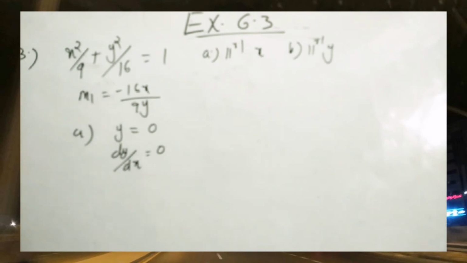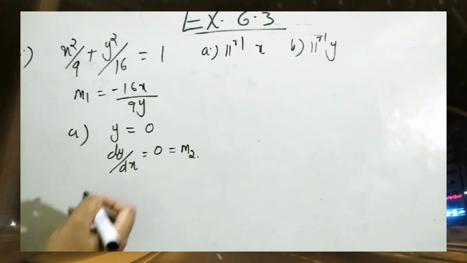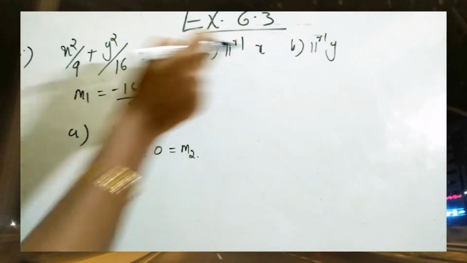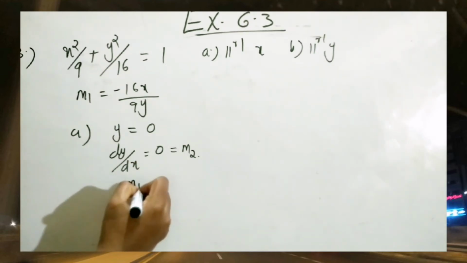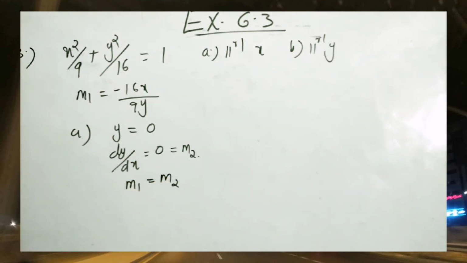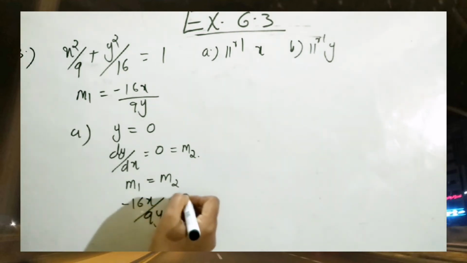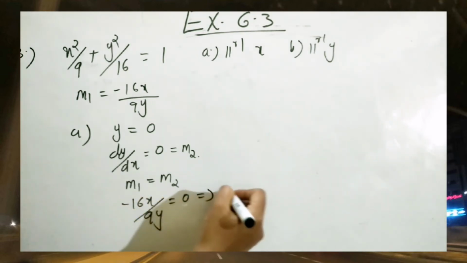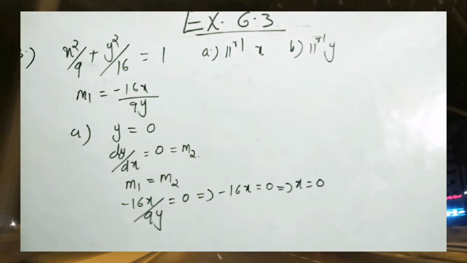Now let this be m2. Since the tangent and the x-axis are parallel, if two lines are parallel, then the relation between the slopes is m1 is equal to m2. That means minus 16x divided by 9y is equal to 0. This implies minus 16x is equal to 0, which implies x is equal to 0. So we got x is equal to 0 if the tangent and x-axis are parallel.